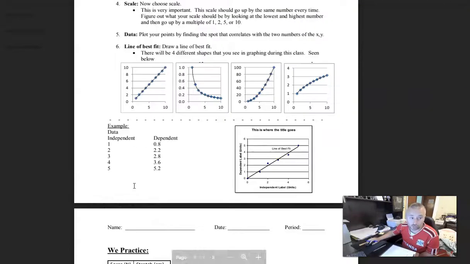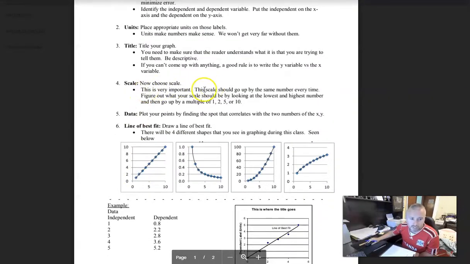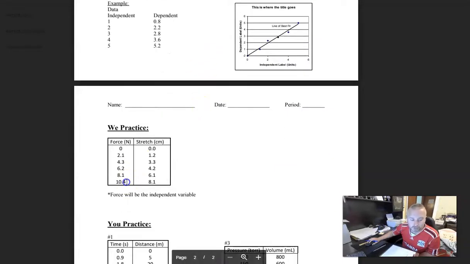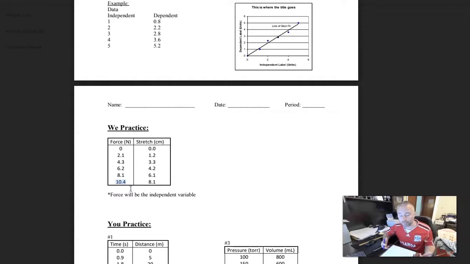So here's the rule. The scale should go up by the same number every single time. To figure out what your scale should be, you look at the highest number and then split that up. In this particular case, I see that the biggest number on my x is 10.4. So I want to decide how to split that up. A good rule of thumb is to go up by 1s, 2s, or 5s, or a multiple of that: 10, 20, 50, 100, 200, 500, just adding a 0 there.